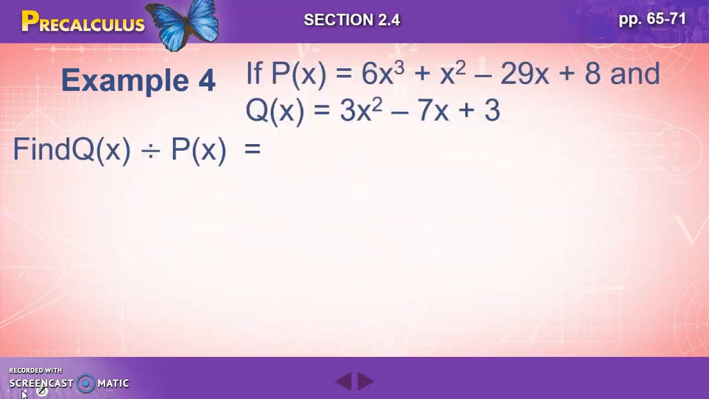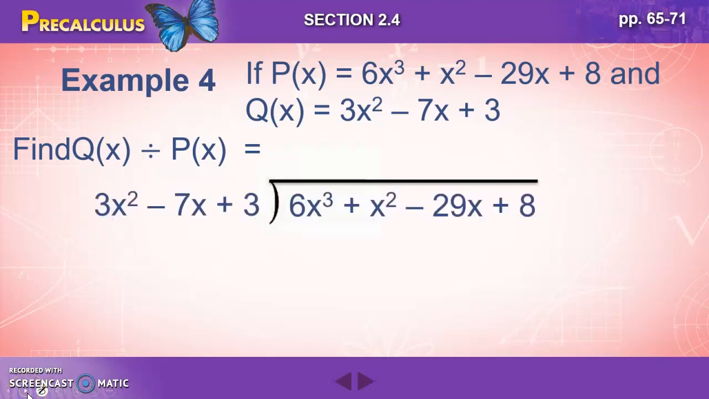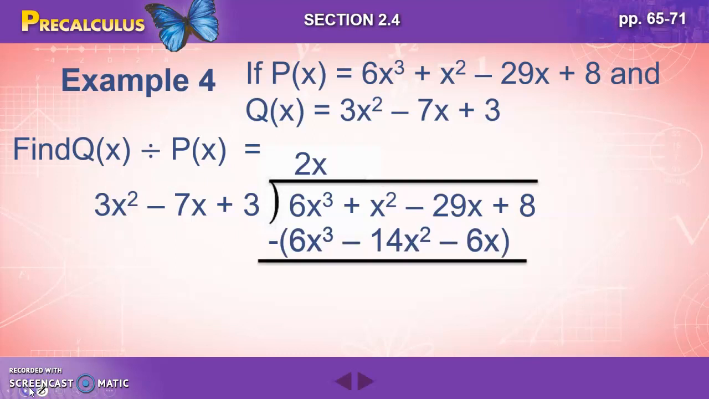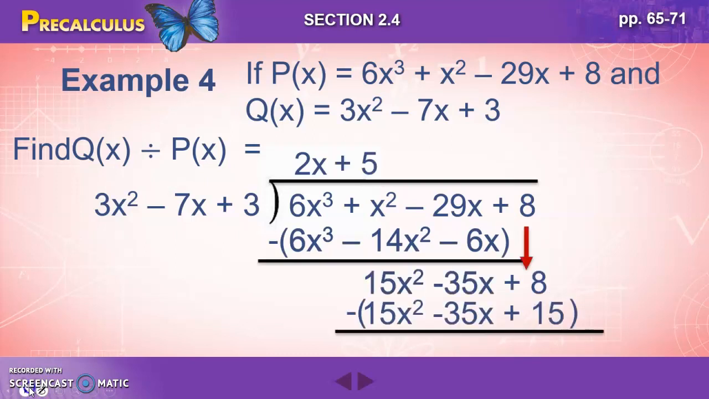And we can also divide polynomials. So we're going to find q of x divided by p of x. And hopefully you remember how to divide polynomials here using long division. I'm not going to talk you through each of these steps. If you need a reminder on long division, we can take a look at that in class. When we divide those polynomials, we get 2x plus 5 with a remainder of -7.